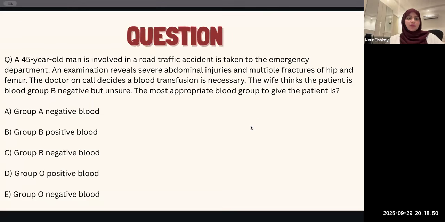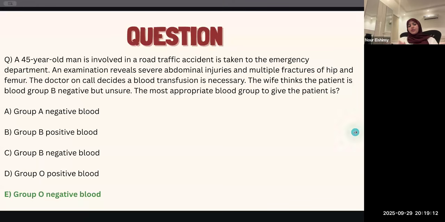So let me read it really quickly. A 45-year-old man is involved in a road traffic accident and is taken to the emergency department. An examination reveals severe abdominal injuries and multiple fractures of the hip and femur. The doctor on call decides a blood transfusion is necessary. The wife thinks the patient is blood group B negative, but is unsure. The most appropriate blood group to give the patient is what?